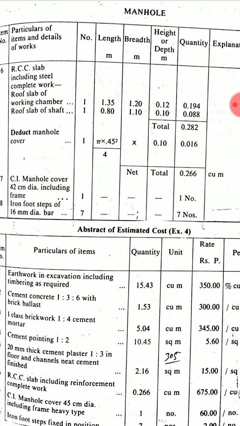Whereas the roof slab of the shaft has the dimension of 0.8 into 1.1 into 0.1 as the thickness, so totally it is 0.088 cubic meters.